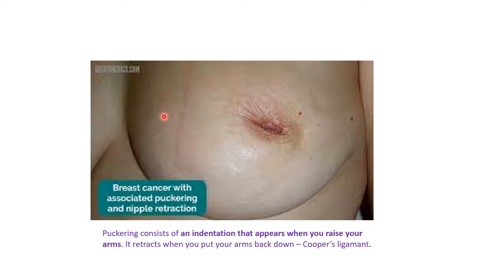Okay, this is another view of the breast cancer with associated puckering and nipple retraction. And this is due to the contraction of Cooper's ligament as a result of infiltration by the tumor.